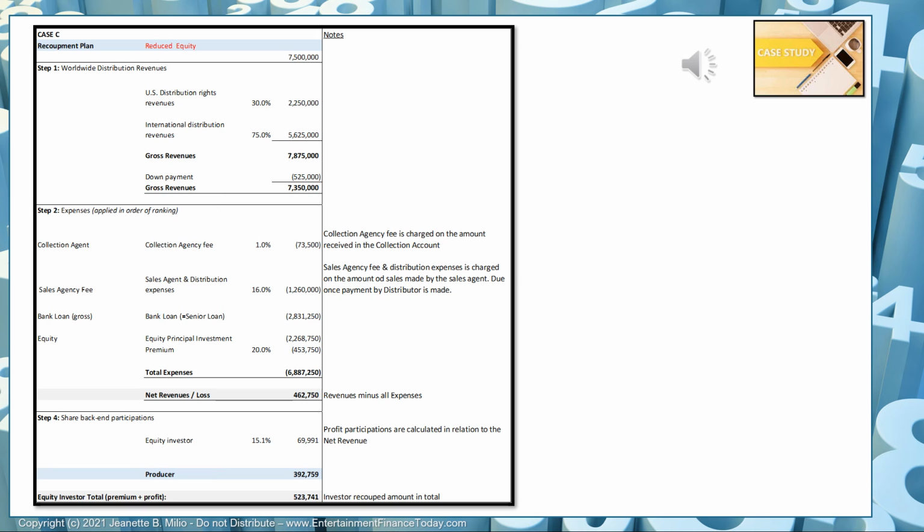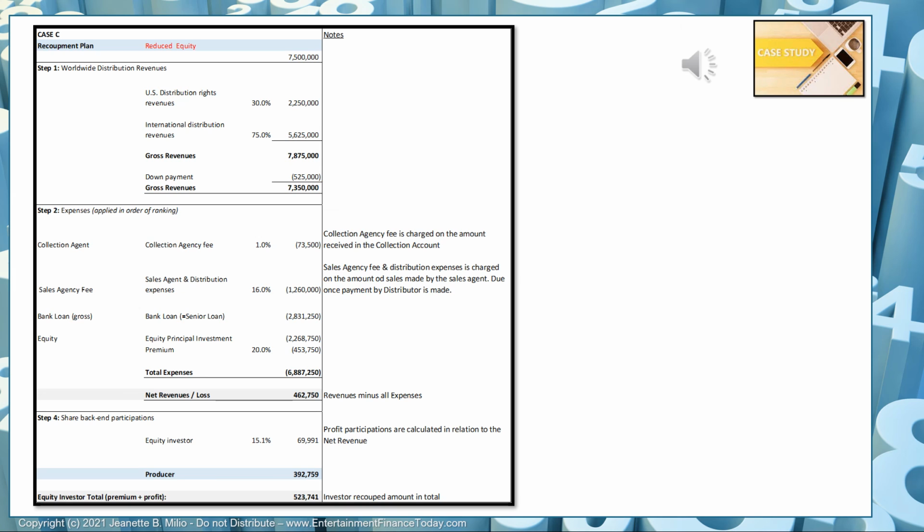Last in line of all the repayments we have to make when it comes to finance sources for a film would be the equity investment. Here, the equity principal investment amount of $2,268,750 is now paid, and we're now adding the premium that we're owing to the equity investor, which is 20% on his money. That would be 20% on $2,268,750 and would therefore be $453,750. So altogether, if we're adding up the premium, the equity investment, the senior loan, the sales agency fees, and the collection agent, we have net revenues of $462,750 after adding all the expenses and deducting them from the gross revenues.